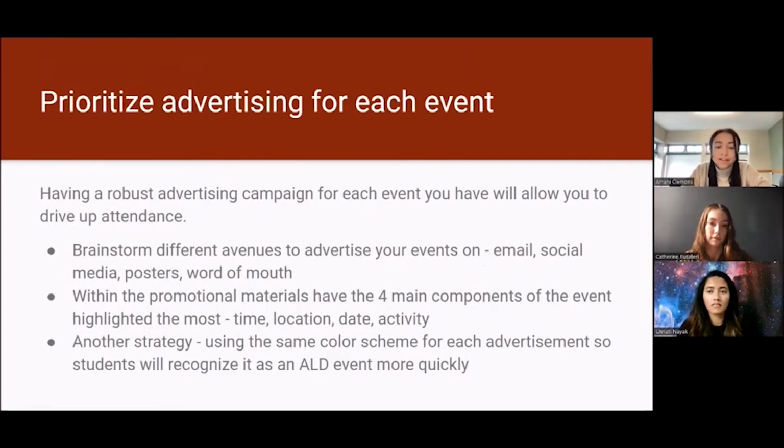Next, you must prioritize the advertising for each event. Creating a robust advertising campaign will allow you to increase attendance. This is done through brainstorming different avenues of advertising, such as email, social media, posters, or even word of mouth. In these promotional materials, you are going to want to highlight the 4 main components of the event, which are the time, location, date, and activity at hand. And on a more creative level, develop a color scheme with your school for these promotional materials, as students will be able to recognize it as an ALD event more quickly.